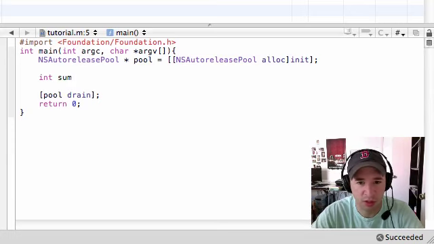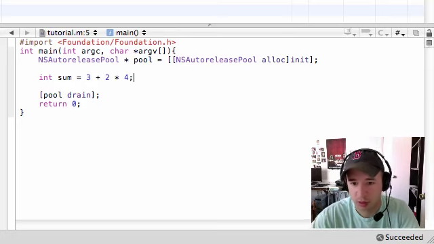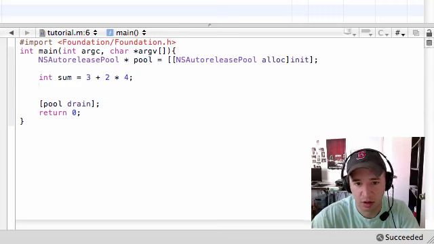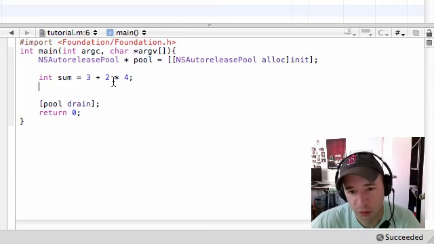So go ahead and make a variable called sum. Actually, this isn't even really a sum, it's just the answer, but I'll name it sum. And put something like 3 plus 2 times 4. And now if you're wondering, all right, 3 plus 2 is 5 times 4 is 20.